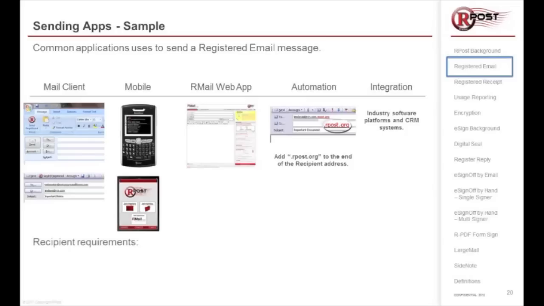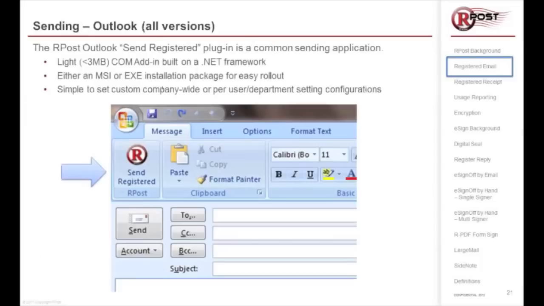The receiver, the only requirements they have is to have A, a valid email address, B, any platform or device it will work for, and C, they're not required to participate in any way. There's no action they have to do. The example we're going to go over right now today is using the Outlook plugin.